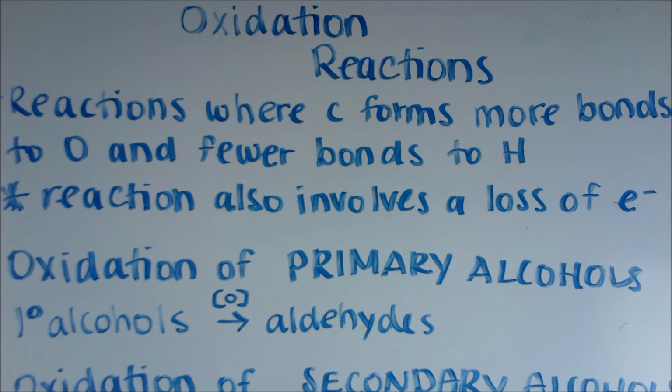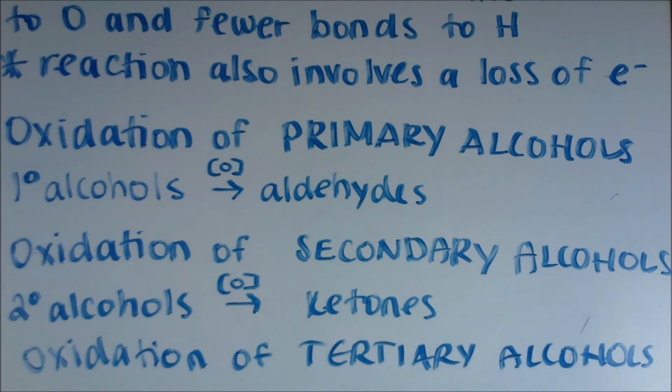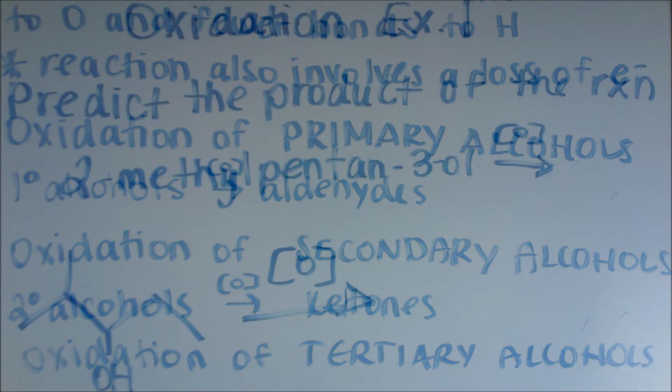Oxidation reactions occur when C, so the carbon chain, forms more bonds to oxygen and fewer bonds to hydrogen. This reaction will also involve a loss of electrons. There are three types of oxidation reactions. The oxidation of primary alcohols will result in an aldehyde. The oxidation of secondary alcohols will result in a ketone. The oxidation of tertiary alcohols will not result in any substance.